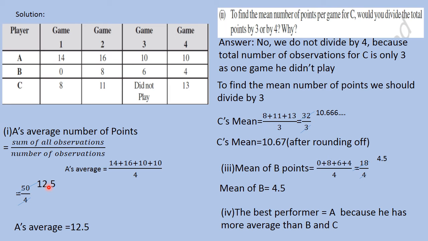So, put a point and you will have 20 if you put a point here. So, that will become 20. 4 5s are 20. So, 12.5. A's average is 12.5.